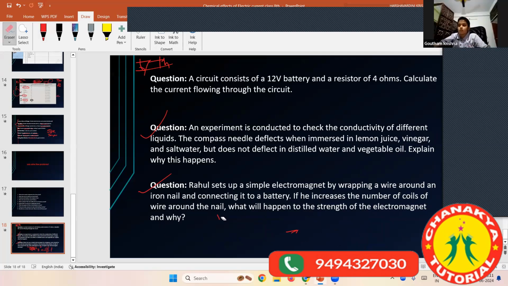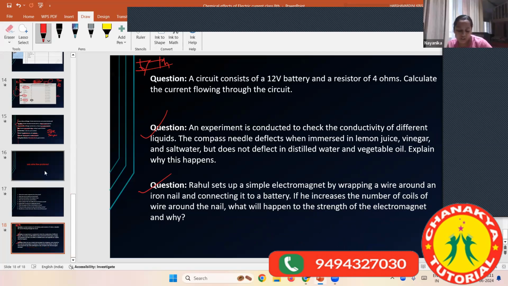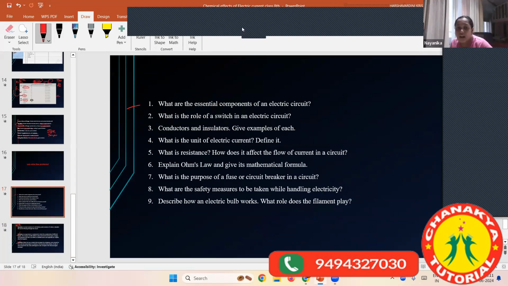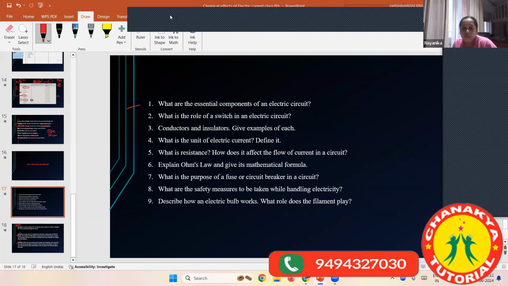Nayanika, do you want to add some points? No, ma'am, you said my points. Fine. Answer these questions. These are just one word answers. Wire and batteries, ma'am. Wire, batteries, bulb. Ma'am, the switch's role is to turn off and on, or open and close, the circuit for easy accessibility. Ma'am, wood and aluminum. Conductors and insulators.